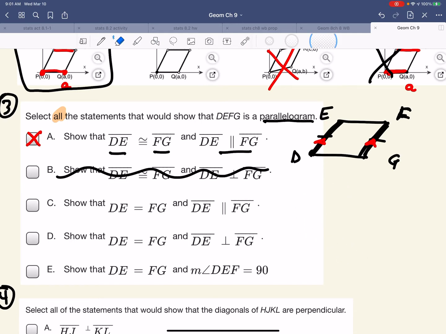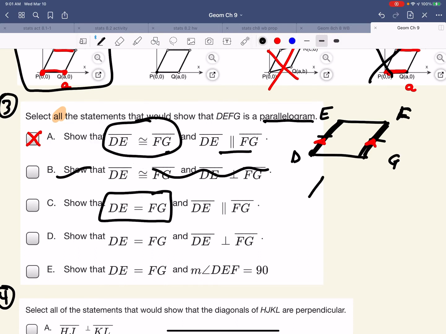For C, it's essentially saying the same thing. Instead of saying they're congruent, they're equal in measurement. So if they're equal in measurement, 5 centimeters, 5 centimeters, and then you force them to be parallel, then yeah, you're going to get a parallelogram no matter what. So I'm going to pick that one.